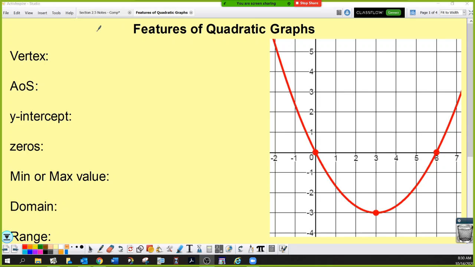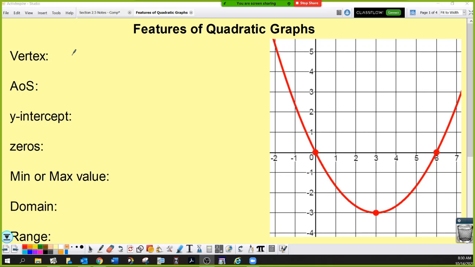So when we say the features of quadratic graphs, we mean its physical features. You're looking at the graph and you're talking about the features that you see. So I've given you a graph over here. Don't worry about the equation. That's not important. You have the picture. I've given you some really big, pretty dots, so they're obvious and you can see where they are. Okay? And we're just going to fill out the requested information.